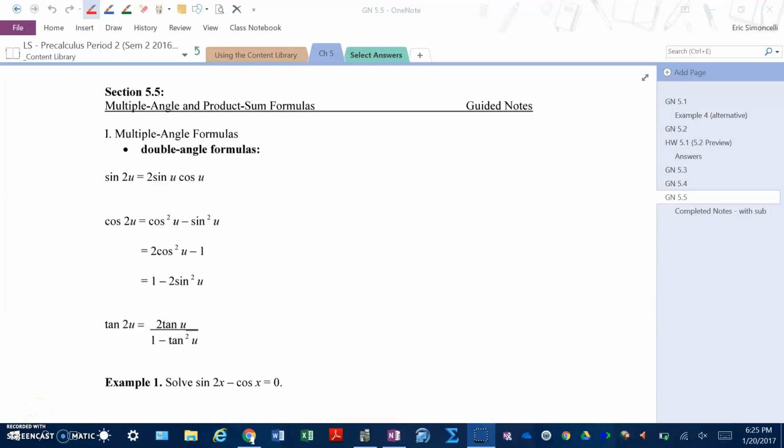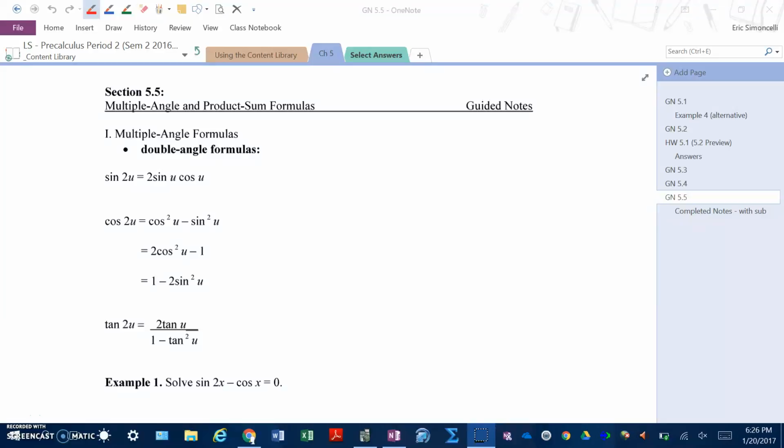Hello students, and welcome to section 5.5, multiple angle and product sum formulas. We're going to go ahead and take a look at multiple angle formulas to start, particularly the double angle formulas. We have the sine of 2u, cosine of 2u, which has three versions, and then the tangent of 2u. Let's go ahead and take a look.